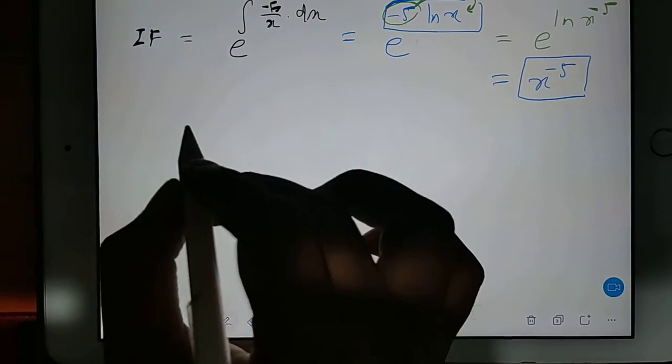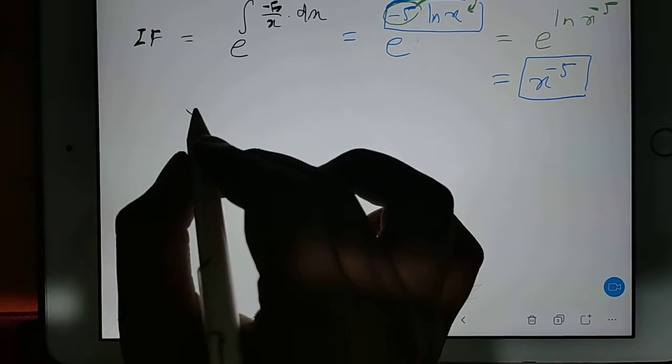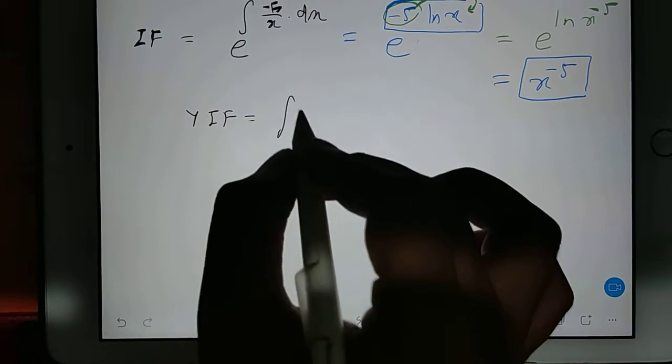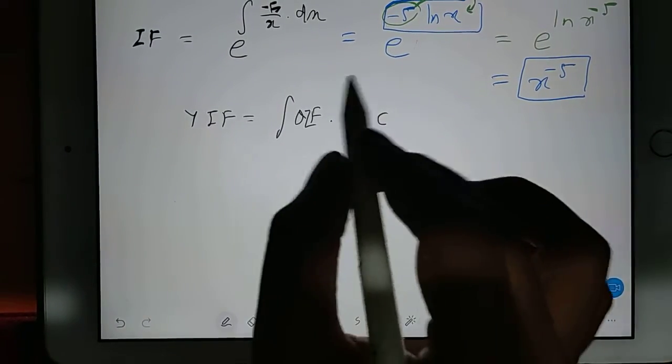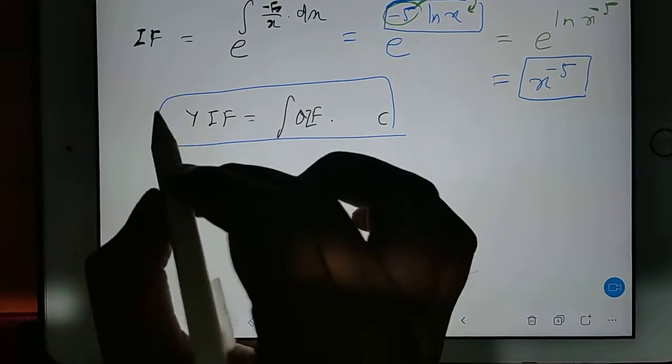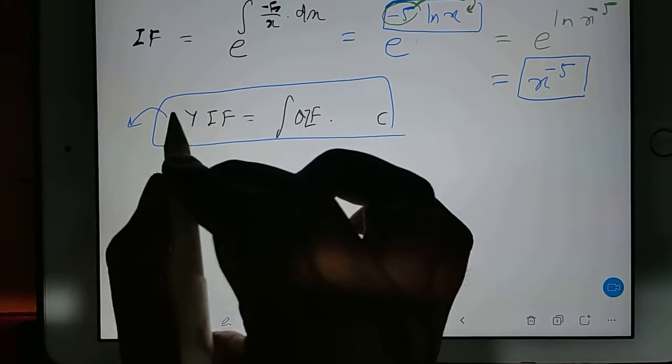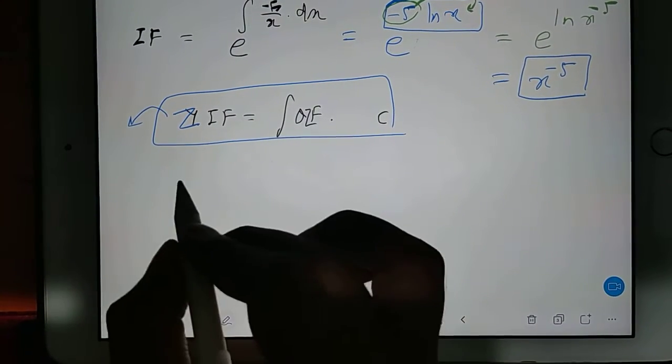Once the integrating factor is known, your solution will be, you remember, y into IF is equal to integration Q into IF plus c. This time we are dealing with a question in simplified form. So here we have z. Okay, so z into IF will come.